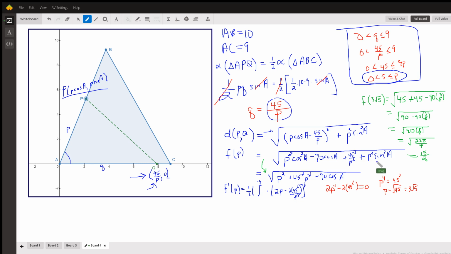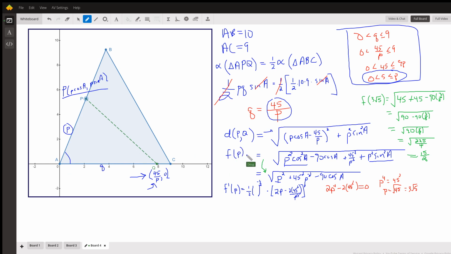and notice that these two terms both contain p squared, I can kind of picture writing those next to each other, factor out p squared, and I've got cosine squared A plus sine squared A, which is just 1. So I can replace those two terms with just this p squared. Plus 45 squared p to the minus 2, minus 90 cosine of A. There's a formula for the distance from P to Q based on this little p right here.